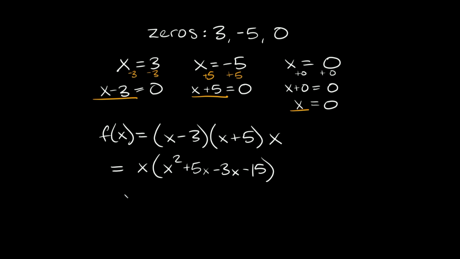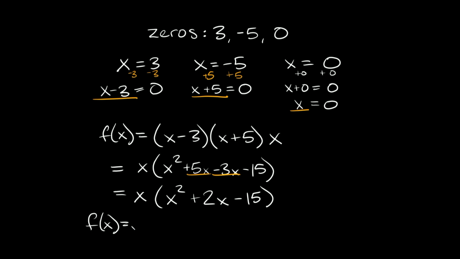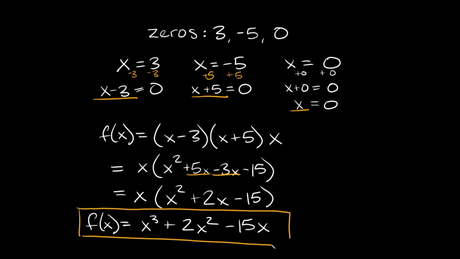Okay, now we can simplify what's in here a little bit, right? So this is going to be equal to x times, so we have x squared here, and then here in the middle we can combine these to positive 2x, and then here we have minus 15. All right, the last thing we have to do is just distribute this x into the parentheses. So then our final answer is going to be that f of x is equal to, so x times x squared, that's equal to x cubed. x times 2x, that's equal to positive 2x squared, and x times -15 is -15x, right? So then that would be your final answer right there.